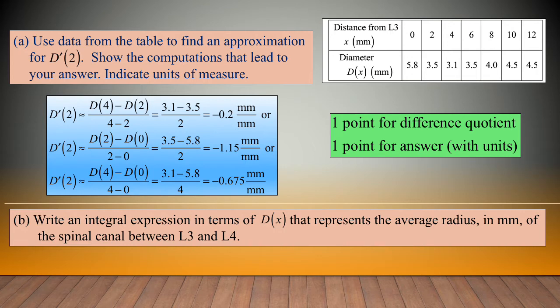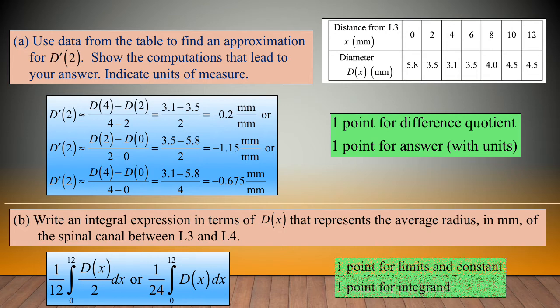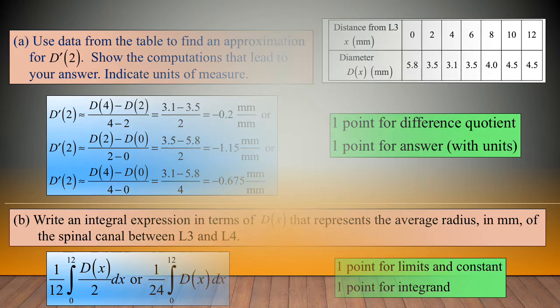Part B asks, write an integral expression in terms of d of x that represents the average radius in millimeters of the spinal canal between L3 and L4. This is an average value of a function problem, and therefore the answer is 1/12 the integral from 0 to 12 of d of x over 2 dx. We divide by 2 because we're interested in the radius. And we can write this as 1/24 the integral from 0 to 12 of d of x dx. 2 points for this problem, 1 point for the limits and constant, and 1 point for the integrand.